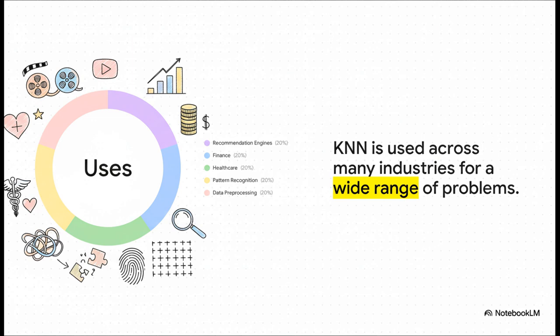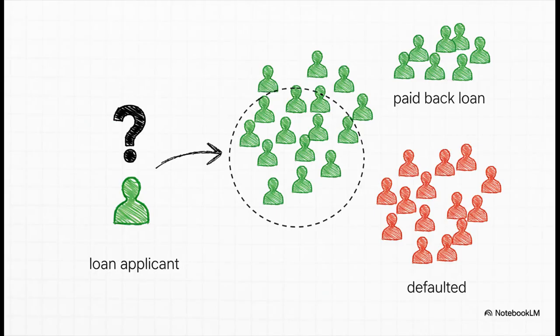KNN is all over the place. It's a workhorse for pattern recognition, and it's even used to help clean up messy data before you do anything else with it. Its simplicity makes it this awesome, versatile tool for a ton of different problems. Let's make this super concrete.